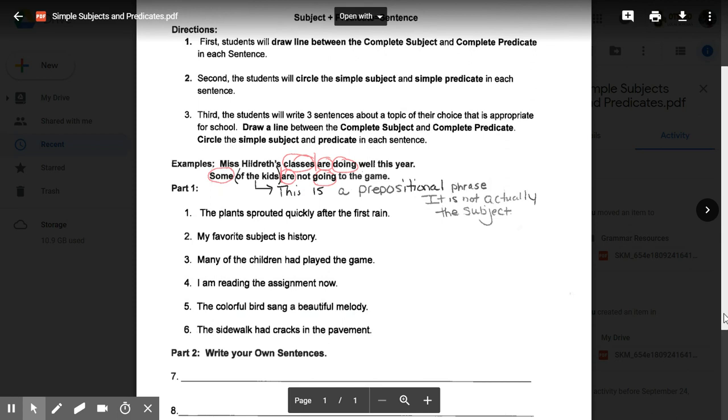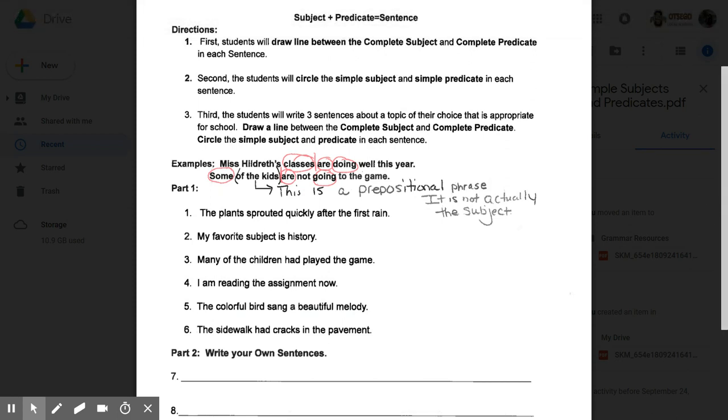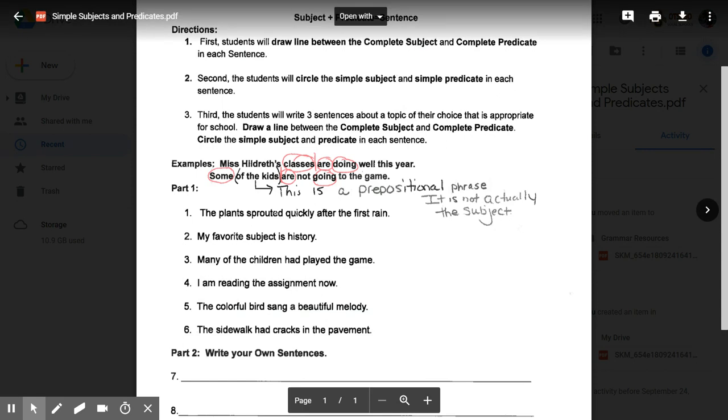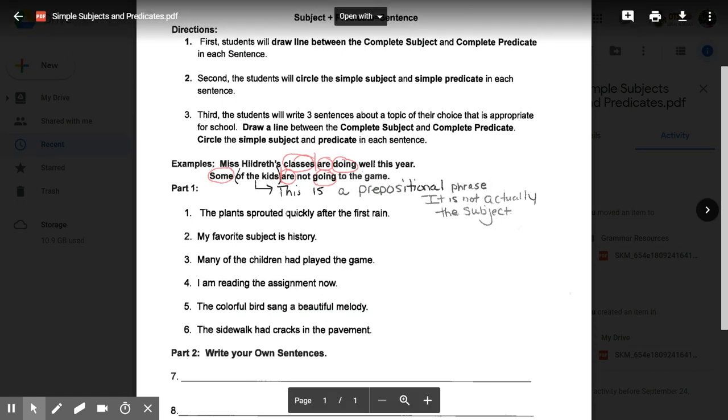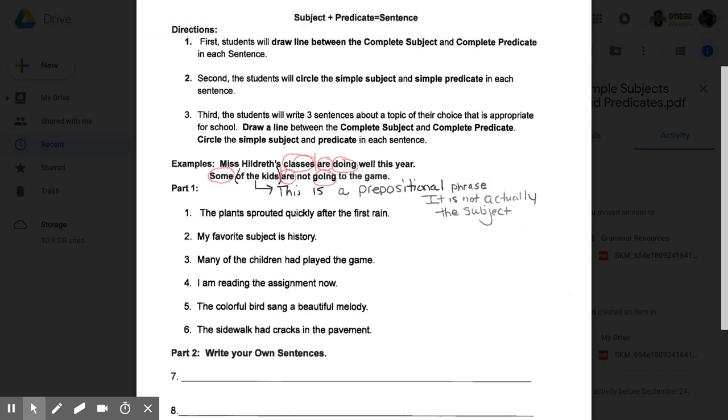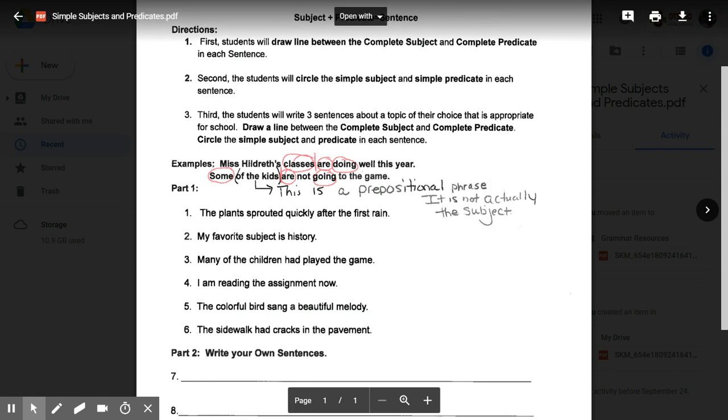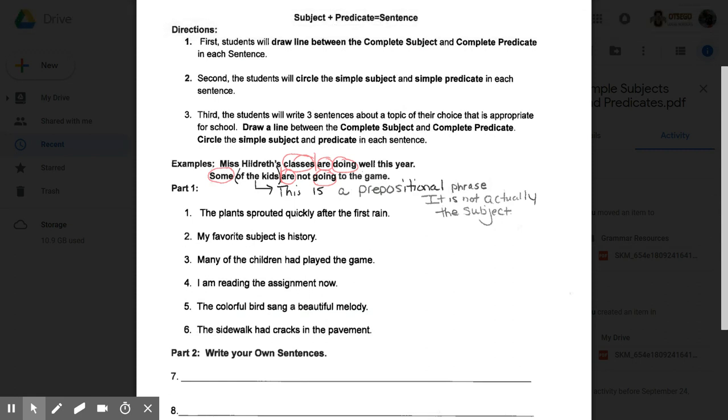So here's what you're going to do for part one. You're going to read the sentence: The plants sprouted quickly after the first rain. So you're going to draw a line in between the complete subject, depending where that is, and the complete predicate. Then you're going to circle your subject and circle your verb. So you'll circle your noun or pronoun, circle your verb. And you're going to do that for 1 through 6. Okay, now read carefully and look at these examples and listen to what I told you because it'll make your life a lot easier.